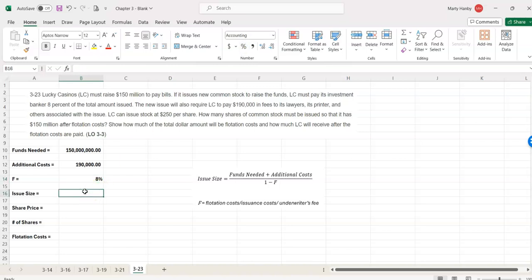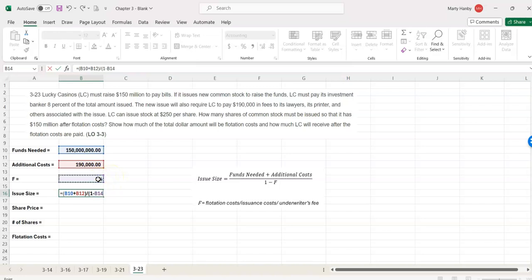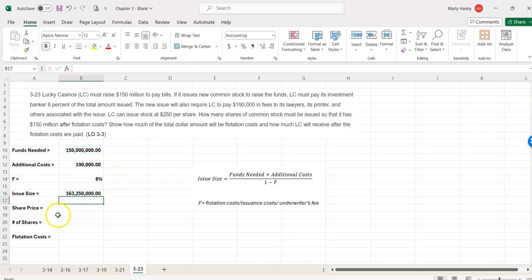So the issue size equals open parentheses, 150 million plus 190,000, divided by 1 minus 8%, and we get an issue size of $163,250,000. So they're going to receive $250 for each share.